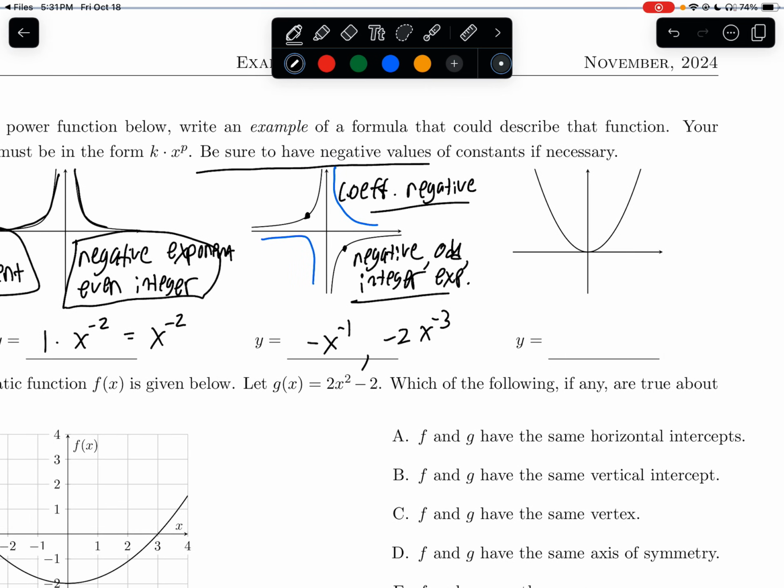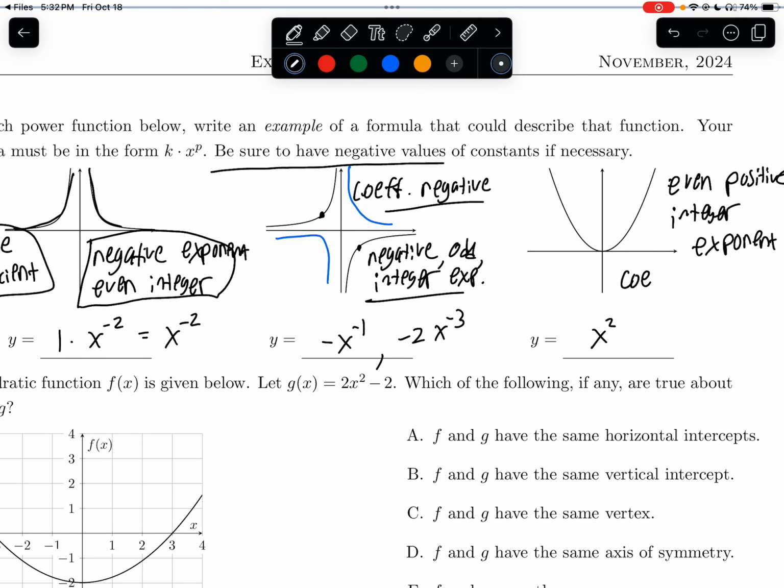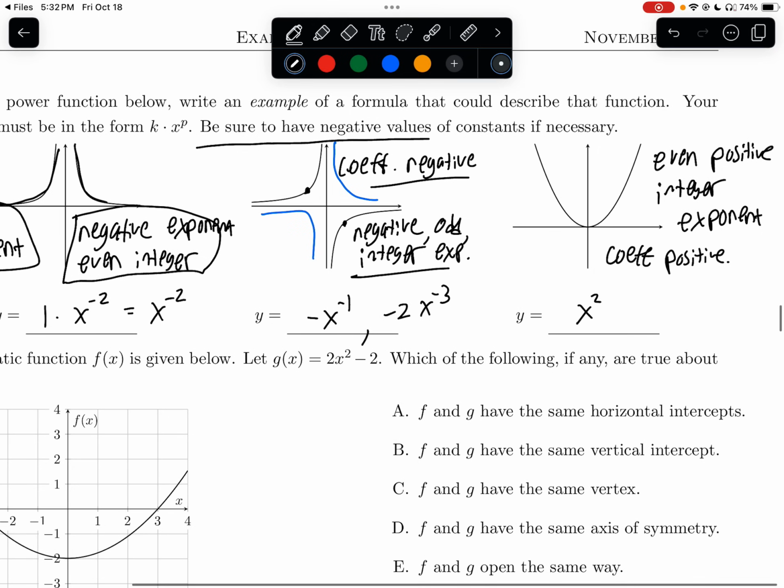And then for the last one, there's no asymptotes. It's defined on both sides. It looks like a quadratic, essentially what it is, x squared. But in general, this would be an even positive integer exponent, and it's opening upwards, but we can see that the coefficient would be positive. So x squared isn't the only option. I could do 3x squared. I could do 10x to the 12th. You just have to satisfy these two conditions.